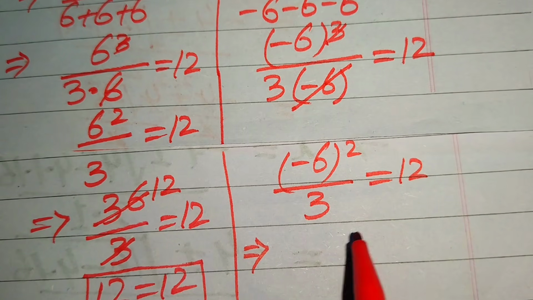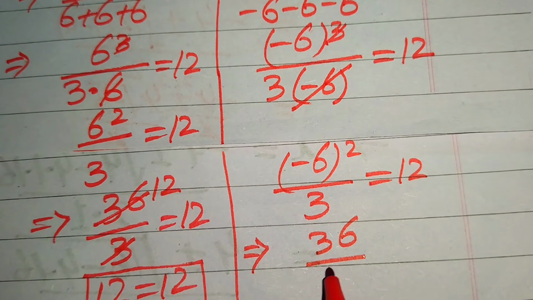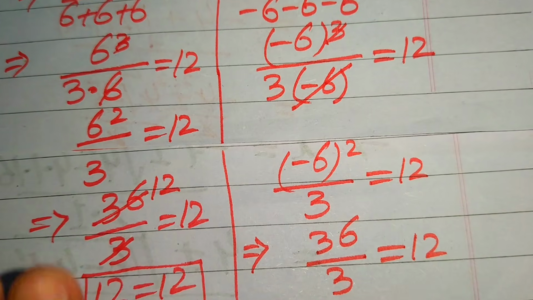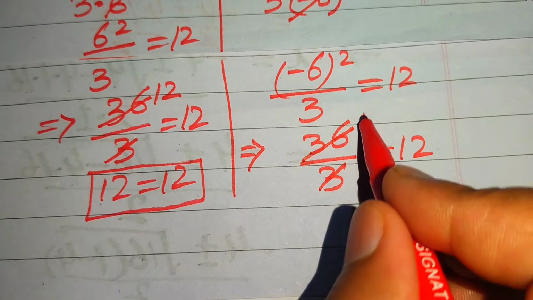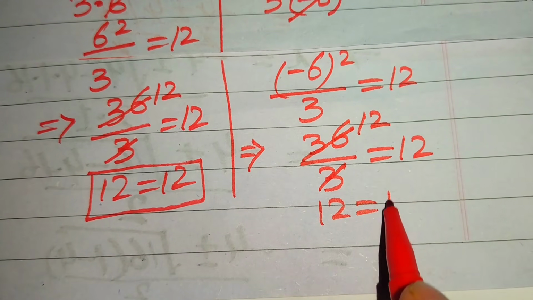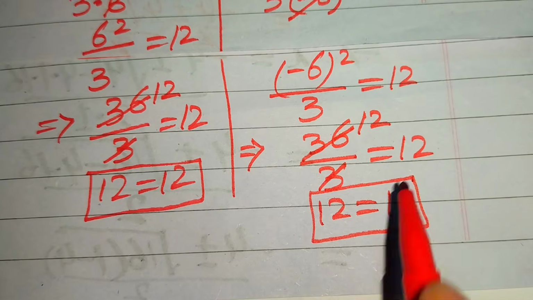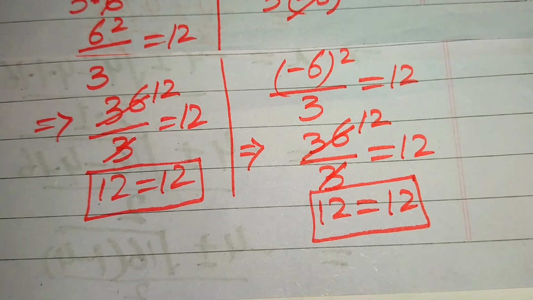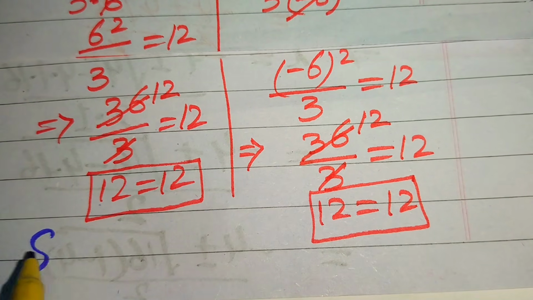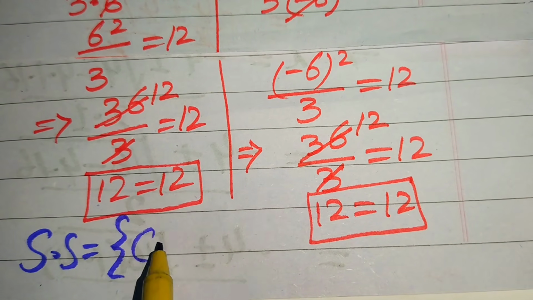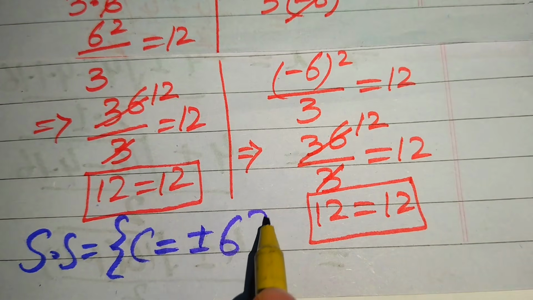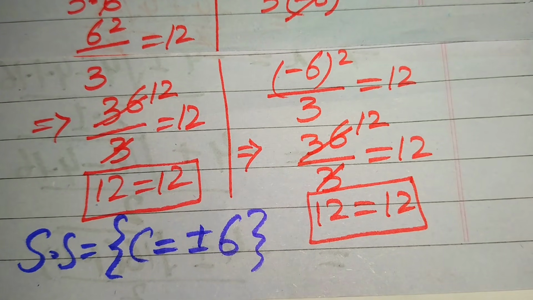And now further we have minus 6 square becomes 36 divided by 3 is equal to 12. And here we need to cancel these terms, so this is again 3 times 12 becomes 36, and we get 12 is equal to 12. This again shows that both the sides are equal. So finally we conclude that both of the roots satisfy our given question statement. And finally we have the solution set of the given question: c is equal to plus minus 6. So these are the two roots of the given equation, and this is the final answer.